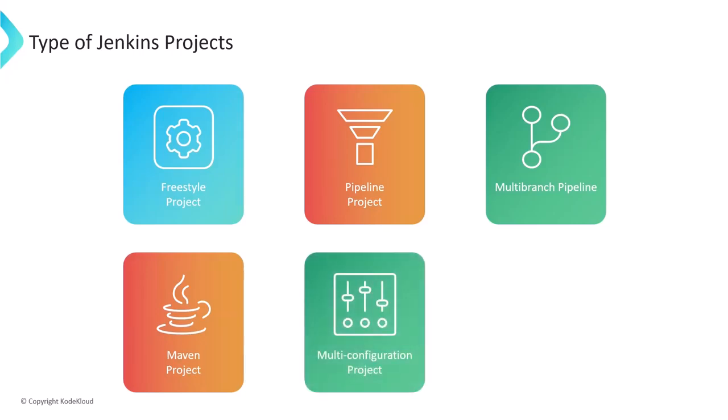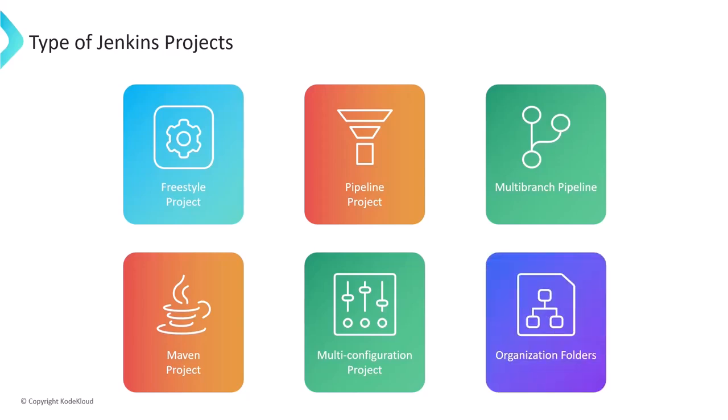A multi-configuration project lets you run the same build process with different configurations. You can define various combinations of parameters and run tests or builds for each combination. Finally, we have the organization folders. These aren't project types themselves, but rather a way to organize your Jenkins projects into a hierarchical structure for better management, especially when dealing with a large number of projects. In addition to these core types, Jenkins may offer other project options depending on the plugins you have installed.